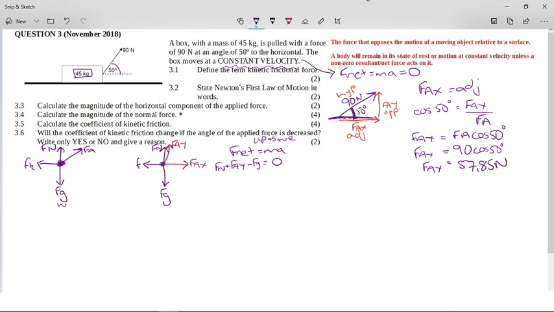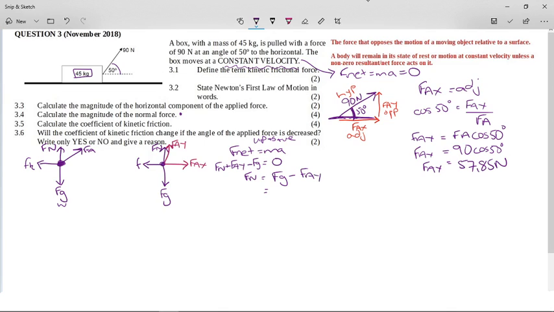Now, what force do we not know here? We are trying to find the normal. So from this, the normal force will be equal to minus Fay plus Fg. I've just taken them over to the other side of the equal sign, but I don't like having my minuses in front, so I'm going to put the positive thing in front. So it's going to be Fg minus Fay.